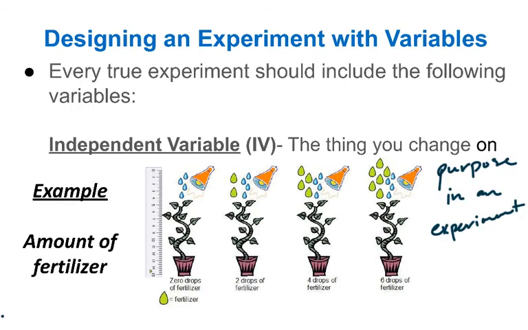Okay, so every good experiment has to have one independent variable and one dependent variable. Let's say that I was changing the amount of fertilizer and also the type. And let's say for this one, I did a different type. I did Miracle-Gro. I don't even know how to spell Miracle-Gro right now.